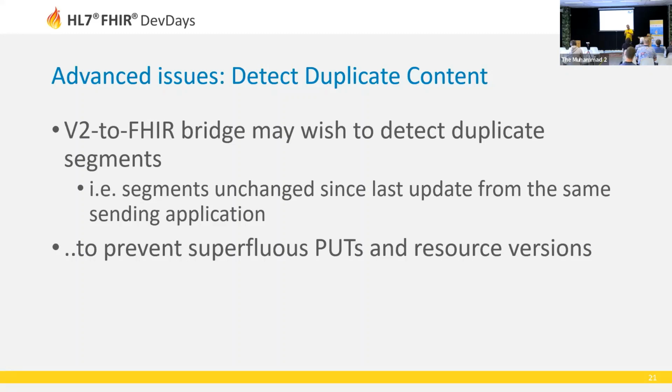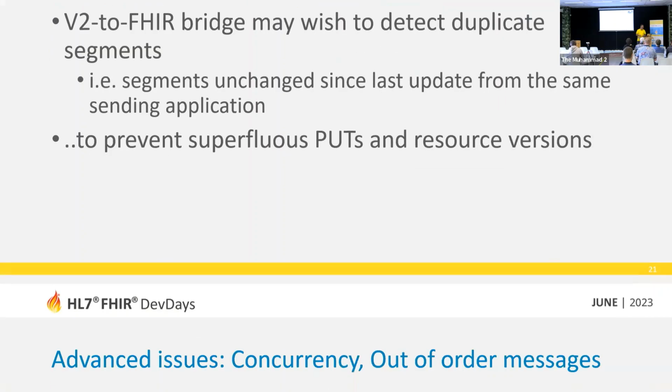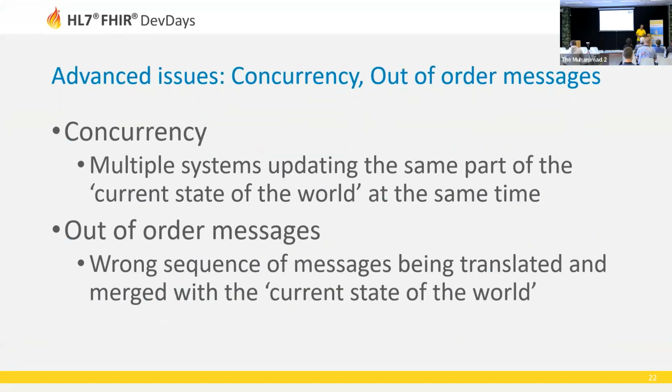Now, because version 2 messages, by the very nature of the messaging exchange mechanism, are very rich, there are tons of segments in there, and actually most of them will be the same as the last time around. So you can avoid quite a lot of processing by doing that. Not all out-of-the-box communication servers can actually do this, but it seems like a very good idea to do it.